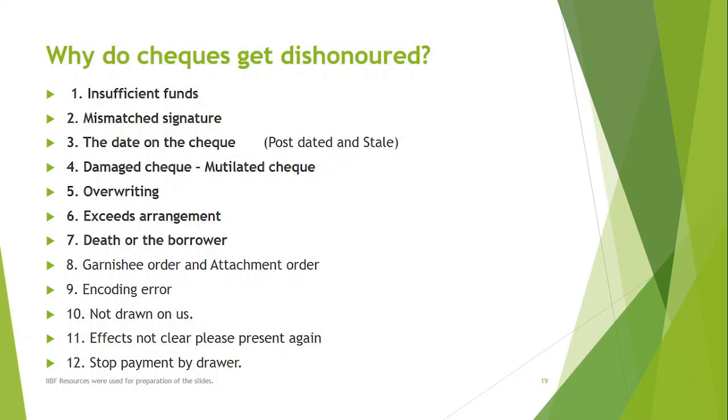Now, "not drawn on us" means, let's say I gave you a check. This check is for the Chennai PNB branch, Chennai PNB branch only. This is not a payable-at-par check. So if you want encashment, you have to go to Chennai. You have to go to PNB only. No other PNB bank across India will be making a payment for this.